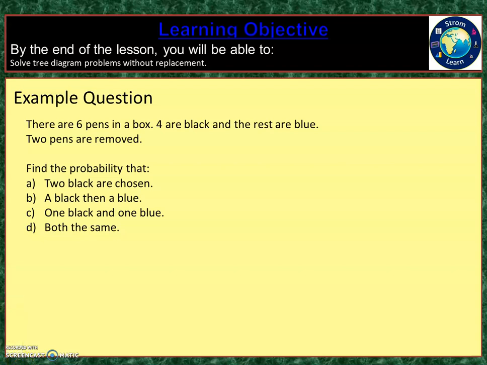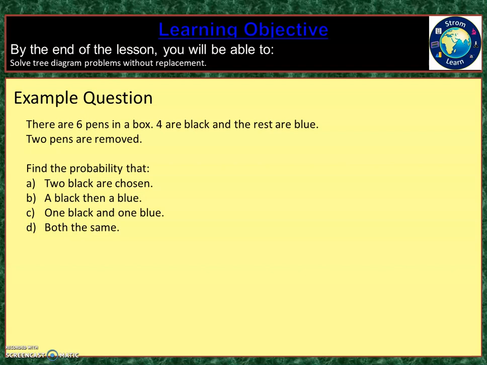Okay, so there are 6 pens in a box, 4 are black and the rest are blue. 2 pens are removed. Find the probability that various things happen. So this looks very similar to the example that I used in the last video.